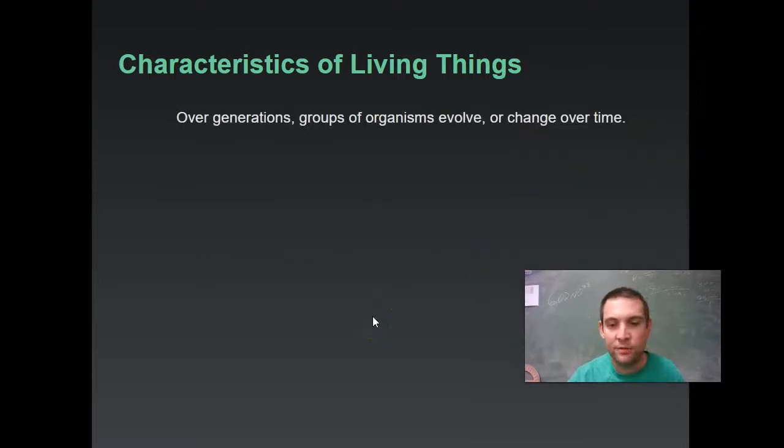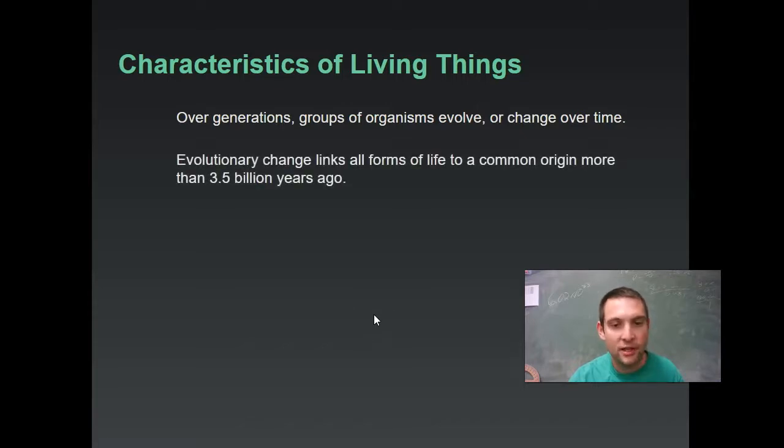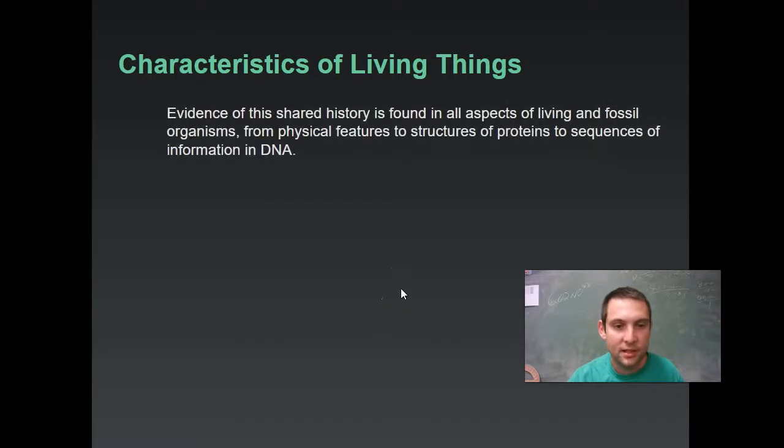Over generations, groups of organisms evolve, or change over time. Evolutionary change links all forms of life to a common origin more than 3.5 billion years ago. Evidence of this shared history is found in all aspects of living and fossil organisms, from physical features to structures of proteins to sequences of information in DNA.